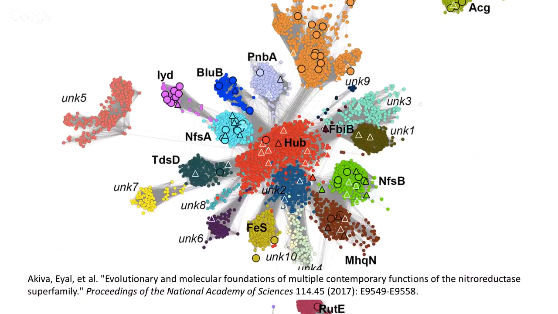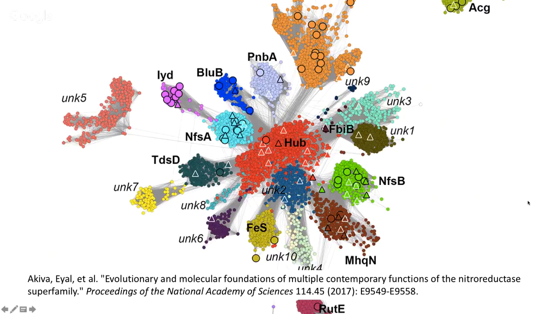So in the Babbitt lab, we study the function space of mechanistically diverse superfamilies. One of the tools that we use is sequence similarity networks. Here we have a result of analysis of a sequence similarity network of the nitroreductases by Eyal Akiva, right over there. In this figure, each node, each circle, is a protein or a cluster of similar proteins, and each edge represents pairwise sequence similarity.